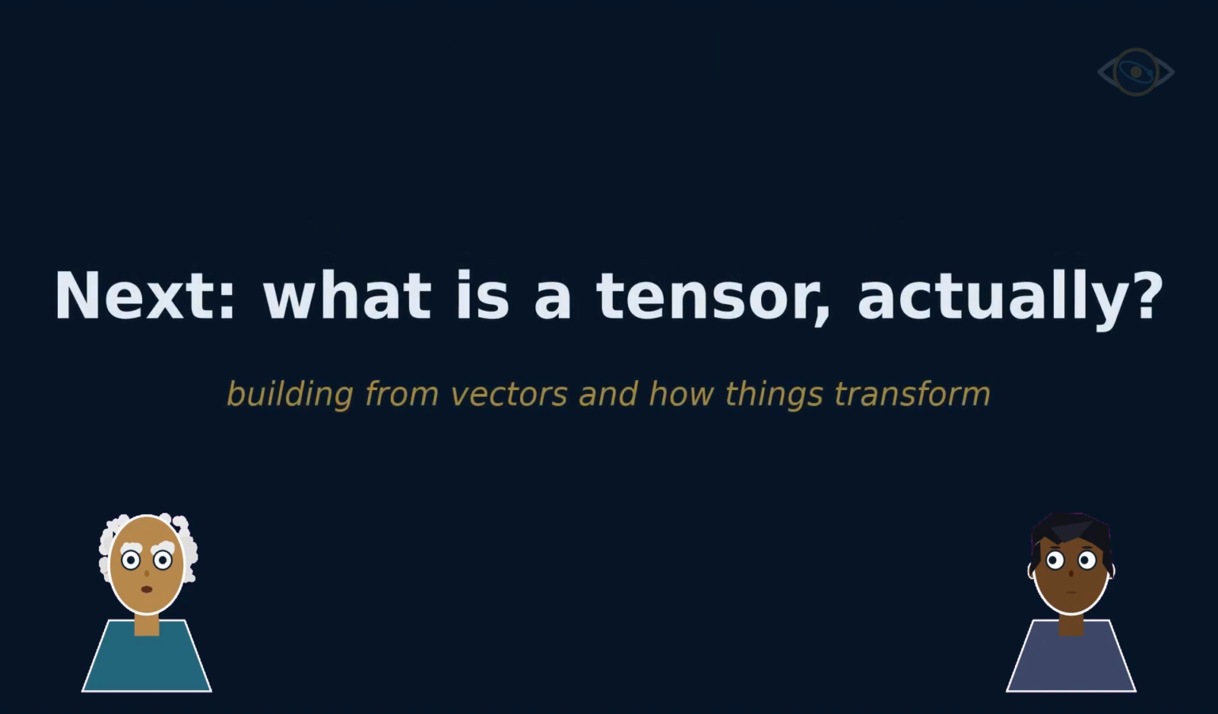We've now seen vectors agree through the dot product. Next, we ask what happens when one number per direction isn't enough, and meet the tensor. From shadows to tensors. See you there?